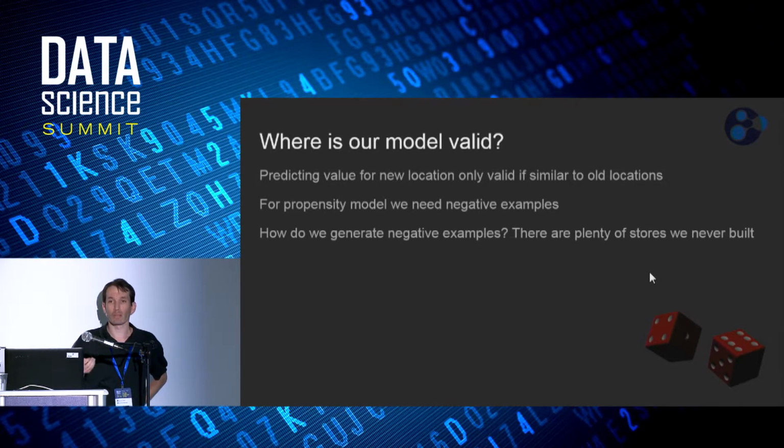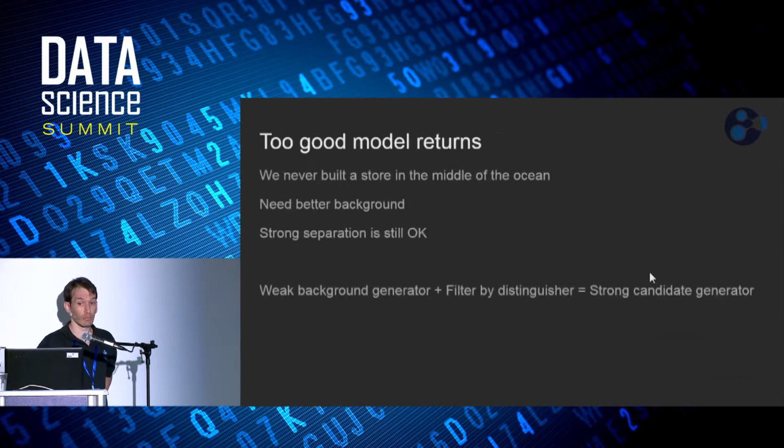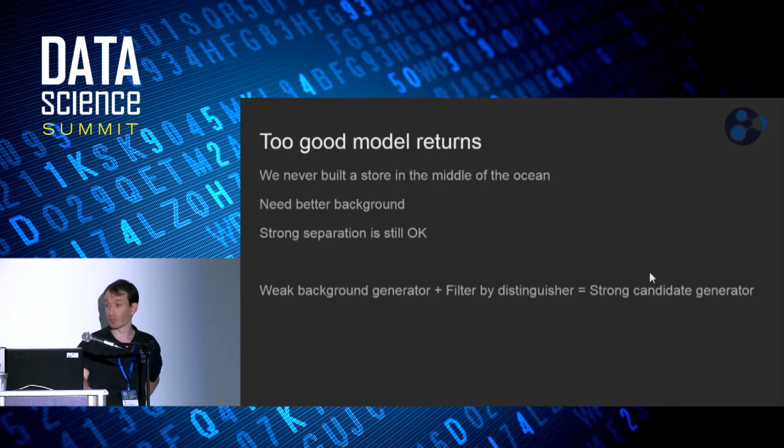We need to know when it is modeled, when I have common support and when I do not. But for the propensity model, we need negative examples. And there is an endless supply of places and configurations where we did not build a store, and then we need to use those. We never built a store in the middle of the ocean.